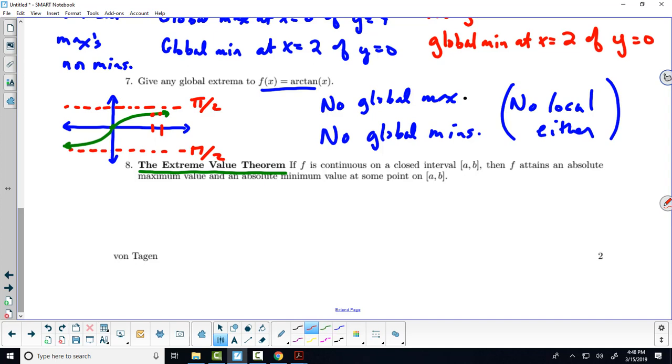It says that as long as f of x is a continuous function on a closed interval, then it must attain both its maximum and its minimum at some point within those intervals.